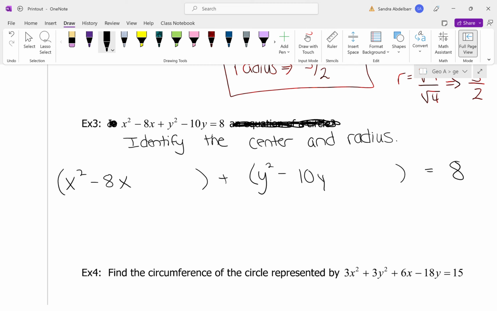For the x parenthesis and the y parenthesis, I'm going to complete the square. Now we've got to remember the beginning of the lesson. How do we complete the square? So somebody, Giselle, how about you? Can you complete the square for the x parenthesis for me? Good. Half of 8 is 4. And then what do we do? 4 squared, 16. Good. Now, once I add 16 to the left side, where else do I have to add 16? On the right side.